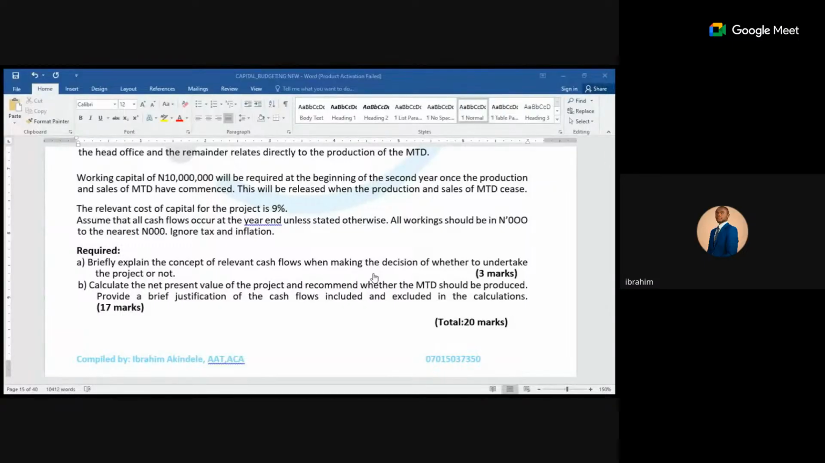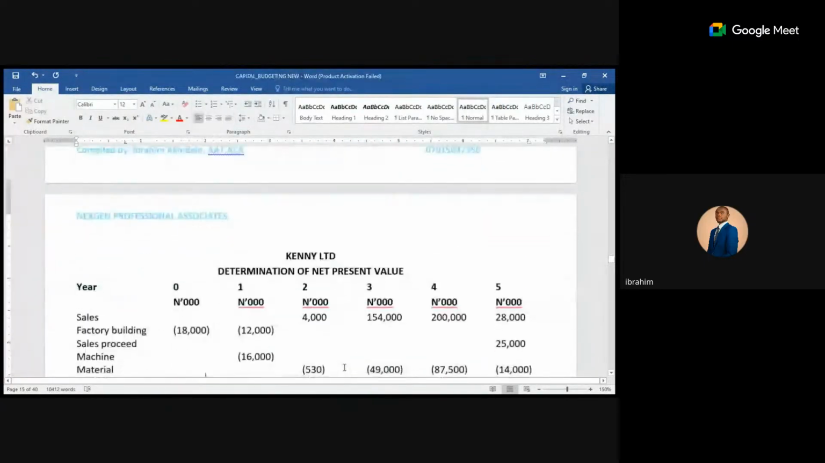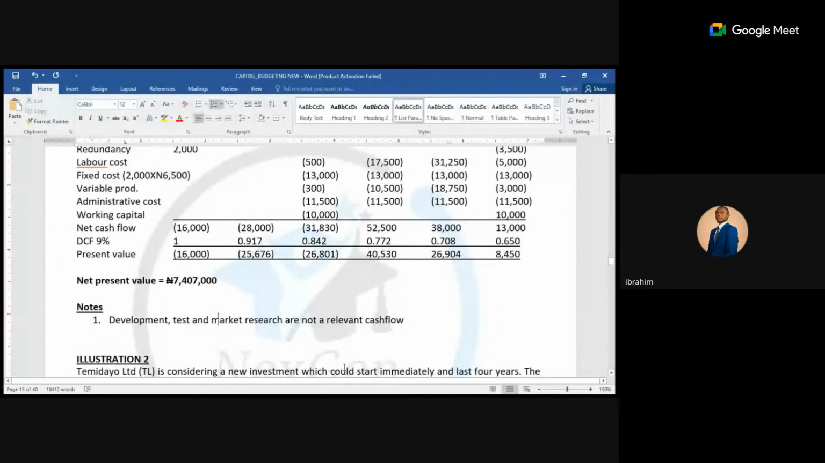Simple, right? And the question says you should justify your cash flow. That is why I said your note is very important. That's how the note that you identify this as relevant cash flow, this one is not relevant. You have to state it in the note. Class, am I communicating, please? Who is against me in this class? Do we have anyone that is against me? Okay, we are good.